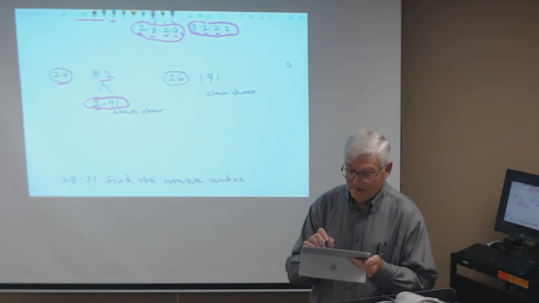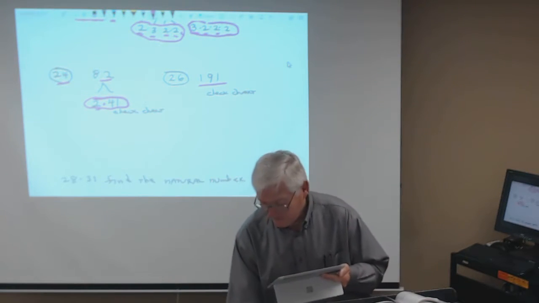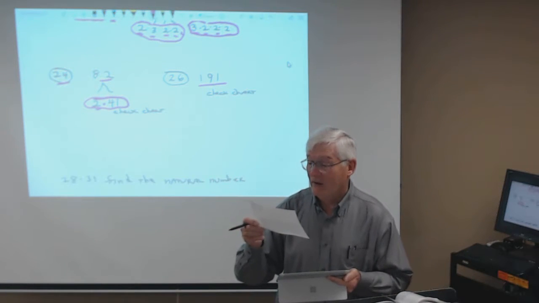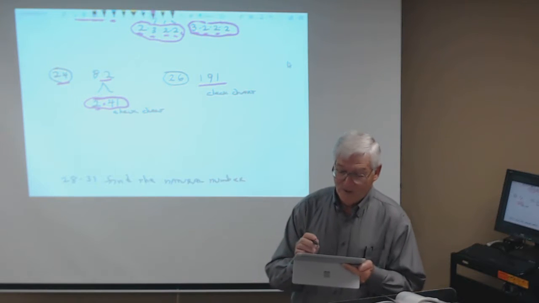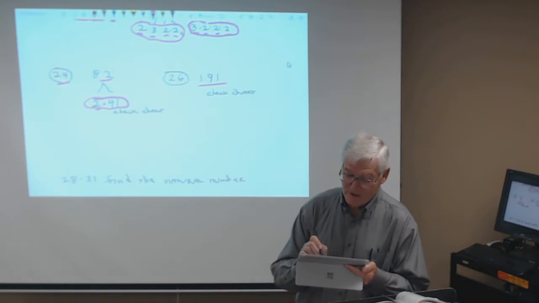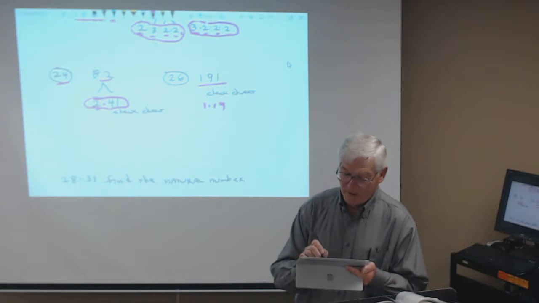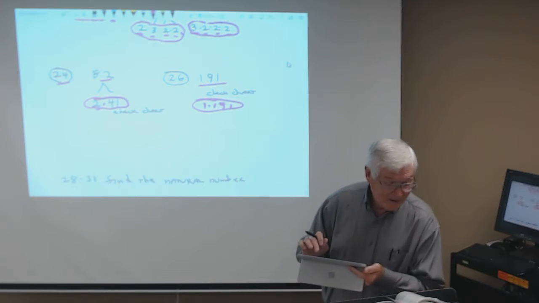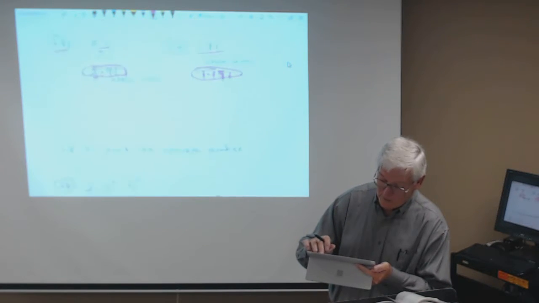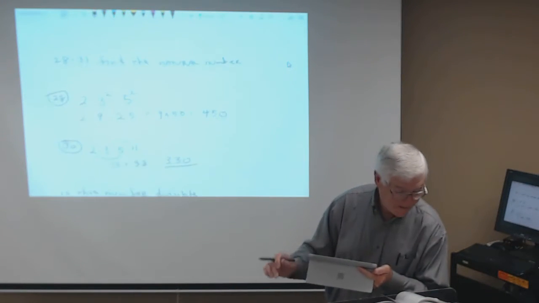See, like number 26, 191? Check the chart. Is it on there? So, what's the prime factorization? 1 and 191. You follow me? It's already prime. All right. That's enough of that.